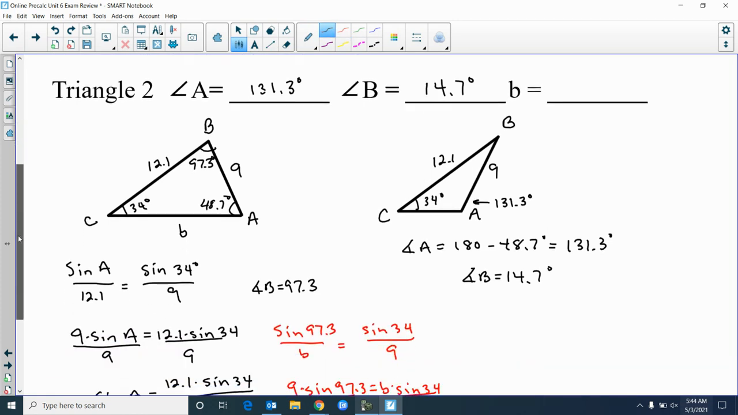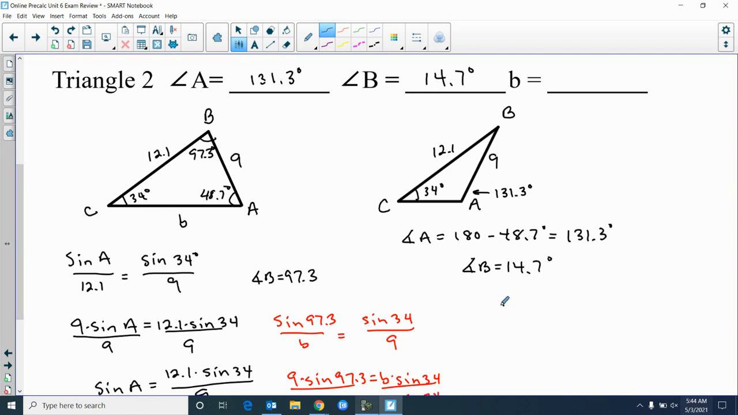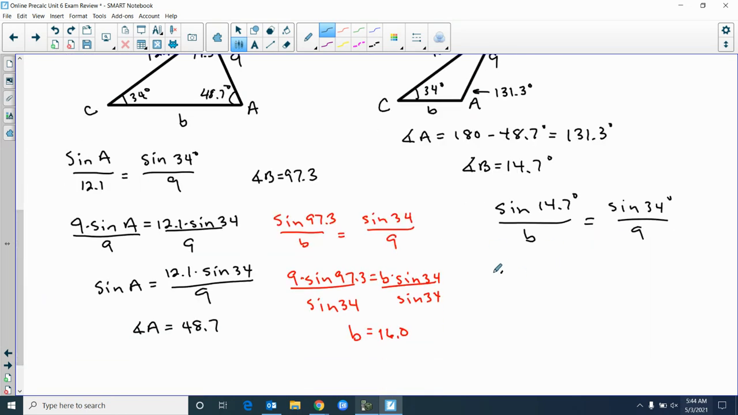Triangle 2, I go ahead and I'm going to use sine of 14.7, which is here, because we're looking for side B, equals sine of 34 over 9. Cross multiply. 9 times sine of 14.7 equals B times sine of 34. Divide by the sine of 34.